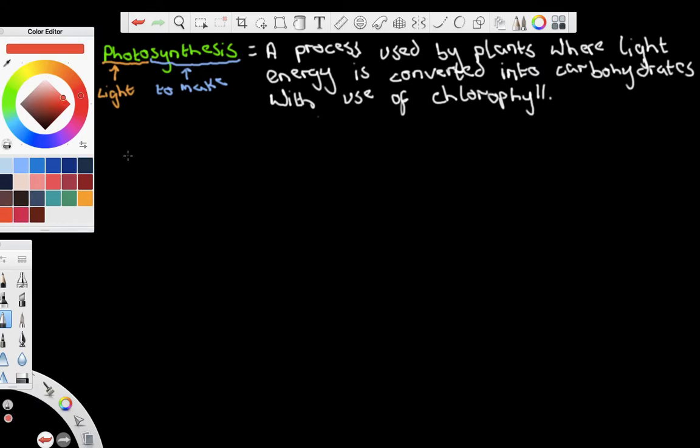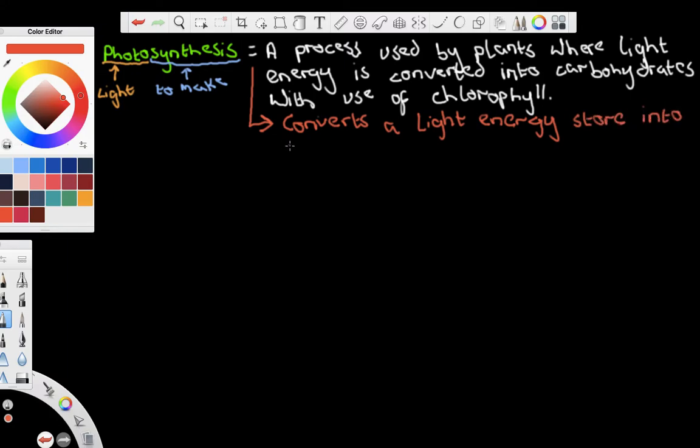Essentially, photosynthesis converts light energy into chemical energy. So that's our link with physics. So it converts a light energy store into a chemical energy store.